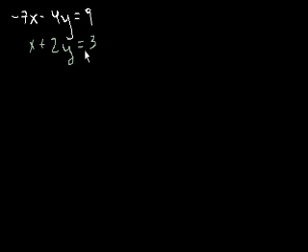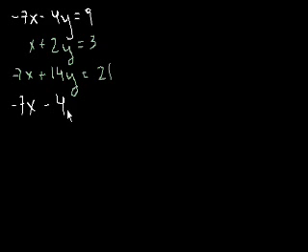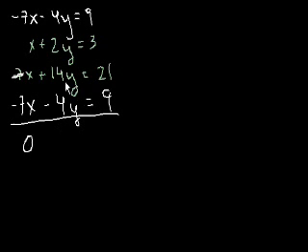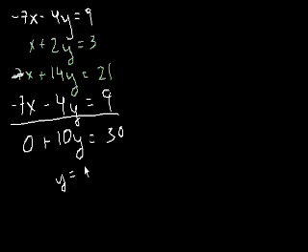So let's multiply this bottom equation by 7. The whole reason I want to multiply it by 7 is because I want this to cancel out with this. So if you multiply by 7, you get 7x plus 14y is equal to 21. Let's write that first equation down again: minus 7x minus 4y is equal to 9. And now we just add. This is a positive 7x, it just almost looks like a negative, though. Okay, so that's 0. 14y minus 4y is 10y, is equal to 30. y is equal to 3.